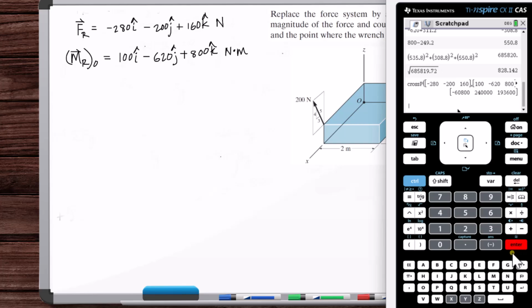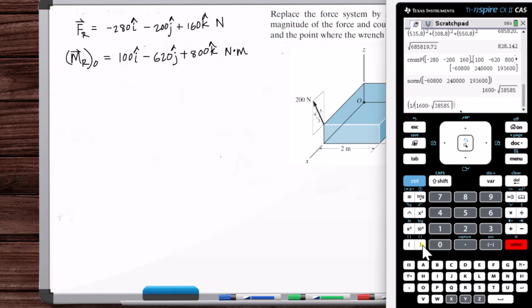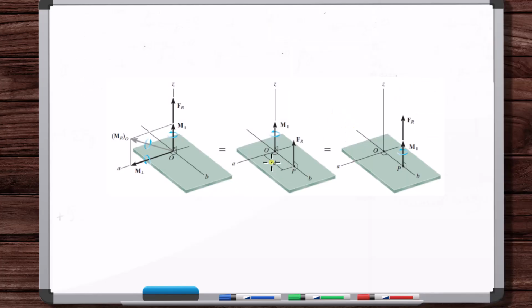Okay, but now we want to get a unit vector in this direction. So let's get the magnitude of this vector. Now let's say 1 over this times this vector. Okay, so we're going to call this the unit vector in the D direction. The unit vector in the direction that we're moving the force.